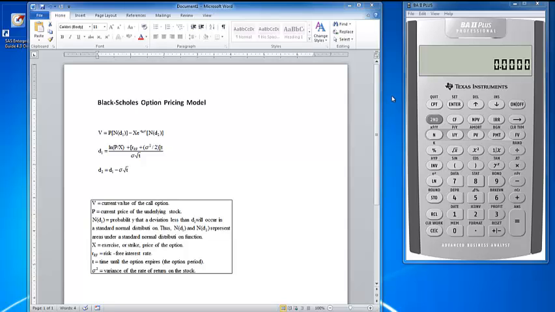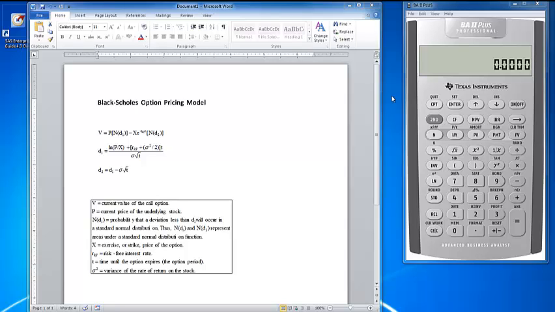Alright, so this video is a tutorial of how to use the Black Scholes option pricing model. The model we're going to look at does not include dividends, so we're assuming that the stock we're looking at does not pay dividends. We would add the dividend yield in here if it did.